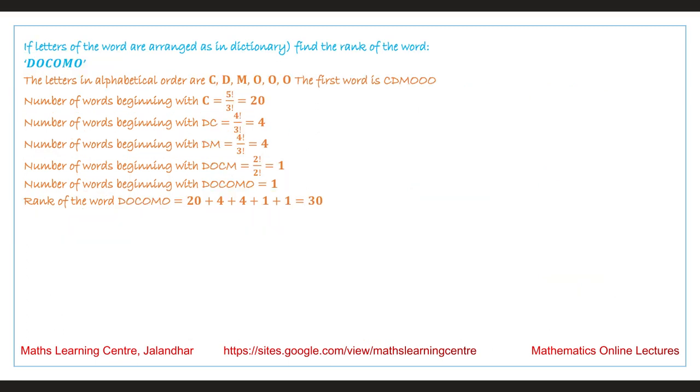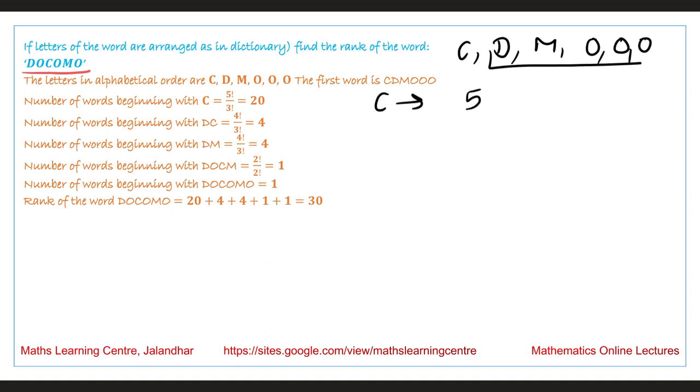Next is, if the letters of the word are arranged in the dictionary, find the rank of the word docomo. Now the letters we have over here are C, D, M, O, O and O. We have 3 O. So the number of words which begin with C, we are left with 5 letters over here, out of which 3 are the same. So it is 5 factorial by 3 factorial, that is equal to 20 words.